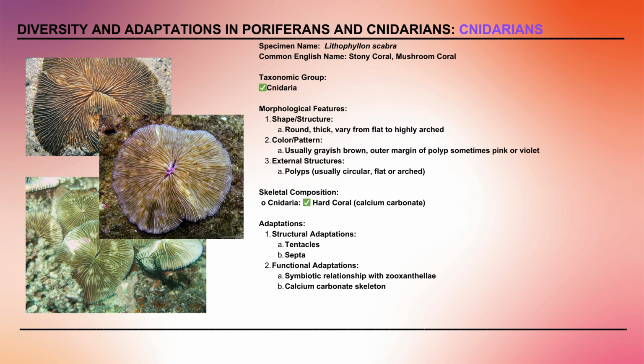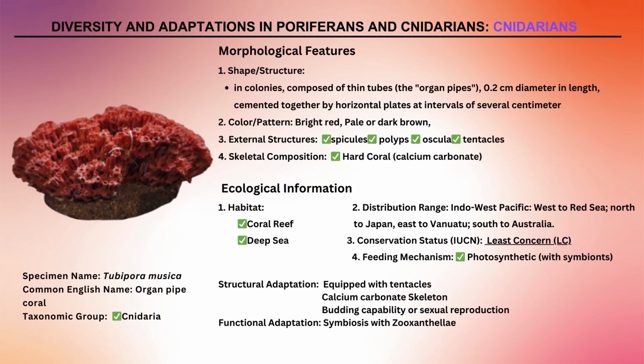marine species. For the last species of Cnidaria, we have Tubipora musica, commonly known as the organ pipe coral. Now, let us dive into its morphological features. Organ pipe corals form colonies of deep red, thin tubes which are 0.2 cm in diameter and connected by a horizontal plate. In life, white polyps with hollow tentacles extend from these tubes.